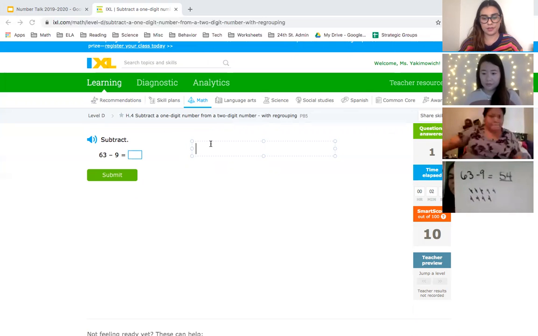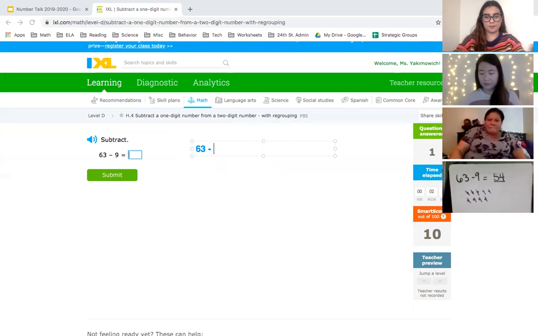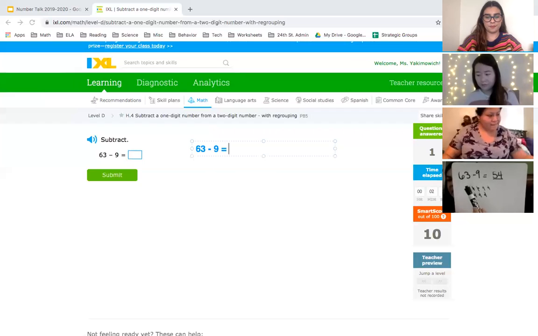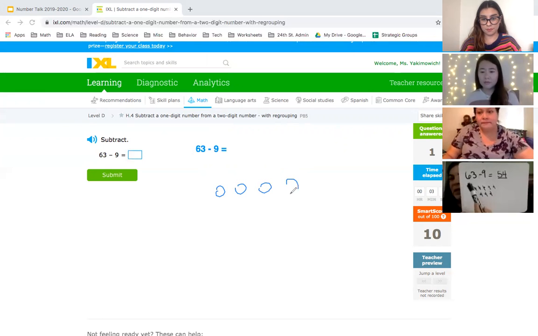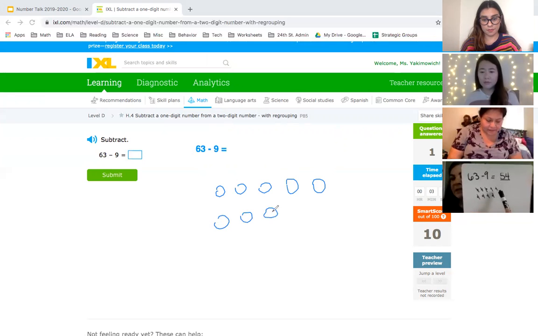So I was thinking of counting back. So I started with the number 63. To take away 9, I just pretended I had 9 counters and I crossed them out as I counted back. So I had in my mind 63, and then take away 9, 63, go back 62, 61, 60, 59, 58, 57, 56, 55, and 54. So I got my answer as 54.